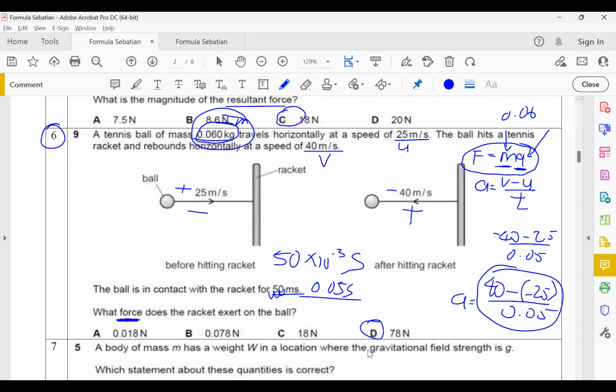78, wasn't it 18? Give me the calculator. 65 divided by 0.05 multiplied by 0.06. That's correct. Sorry I doubted you.